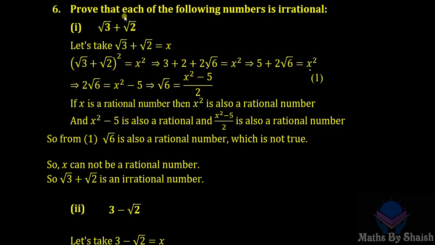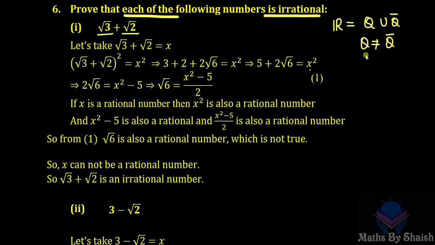Prove that each of the following numbers is irrational number. So the first one is root 3 plus root 2. So the hint is we prove a number is irrational by using one property: all real numbers are going to be either rational or irrational. So if we somehow prove that a number is not rational, it means it has to be an irrational number.